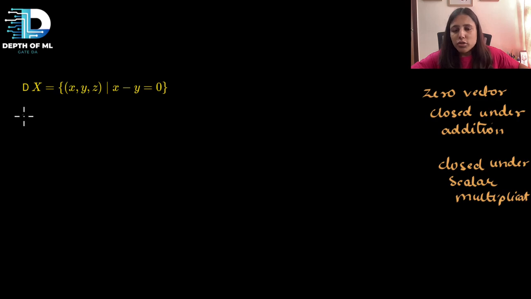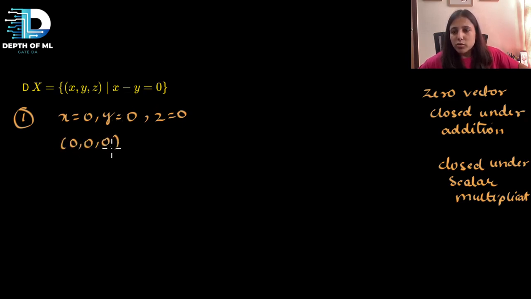Okay, so first of all, let's do the first part where we'll take x is equal to 0 and y is equal to 0, and also z is equal to 0. Now this satisfies x minus y is equal to 0, since 0 minus 0 is equal to 0. So I have the vector of the form 0, 0, 0, right? So this belongs to W. So this is fine.